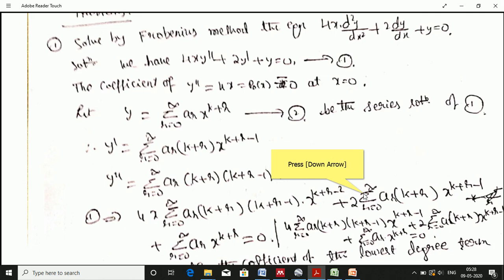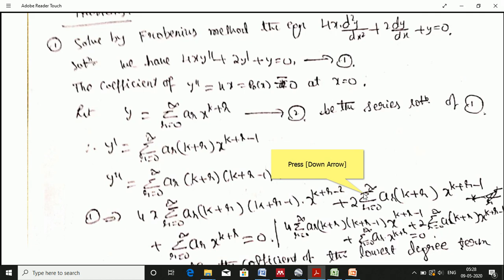Assume the series solution of the given equation in the form y equal to sigma r equal to 0 to infinity ar into x to the power of k plus r. Call it as 2. Differentiate this with respect to x. y dash is equal to sigma r equal to 0 to infinity ar into k plus r into x to the power of k plus r minus 1. Again differentiate with respect to x. y double dash equal to sigma r equal to 0 to infinity ar into k plus r into k plus r minus 1 into x to the power of k plus r minus 2.